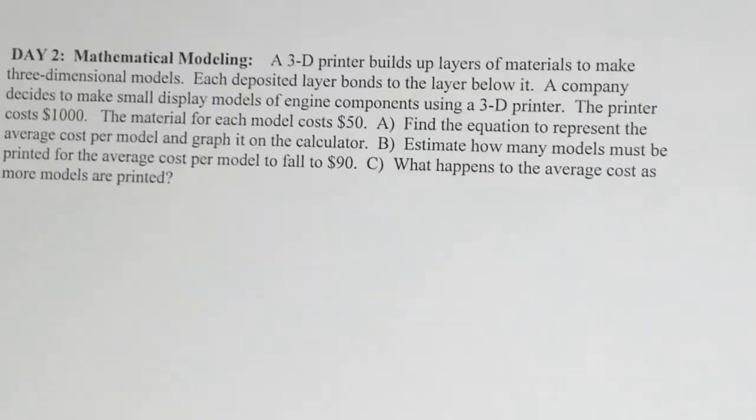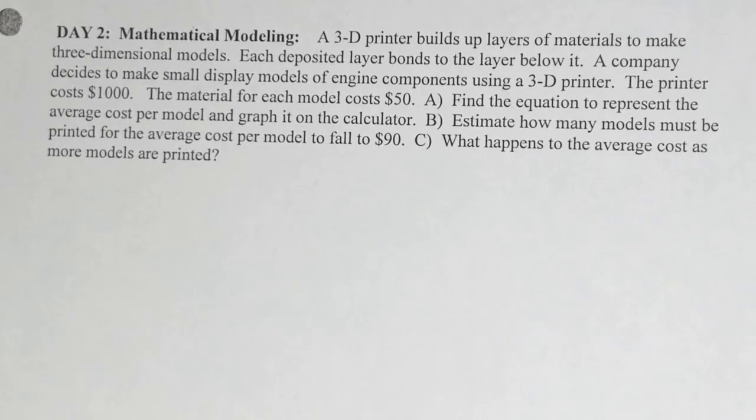It's a word problem. A 3D printer builds up layers of materials to make three-dimensional models. Each deposited layer bonds to the layer below it. A company decides to make small display models of engine components using a 3D printer. The printer costs $1,000. The material for each model costs $50. Find the equation to represent the average cost per model and graph it on the calculator.